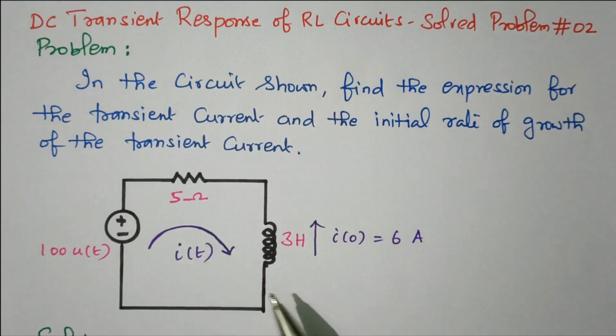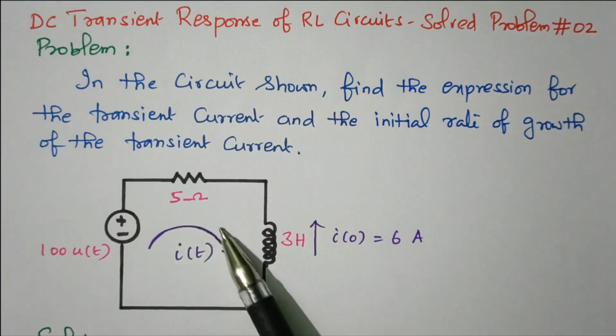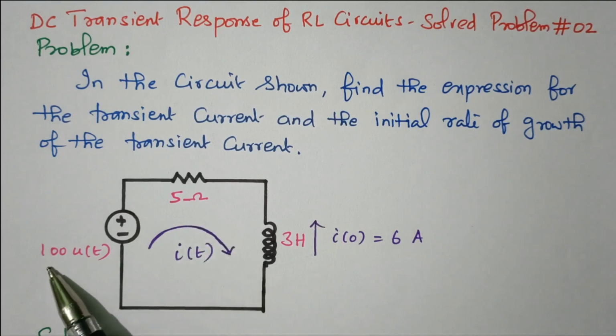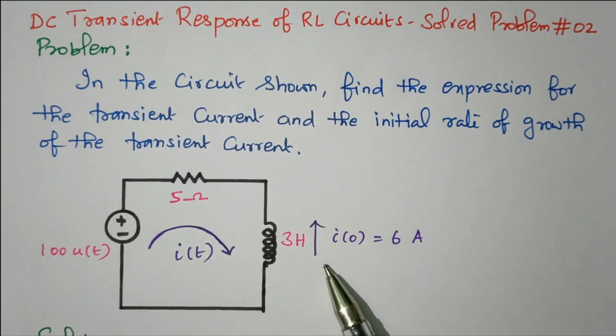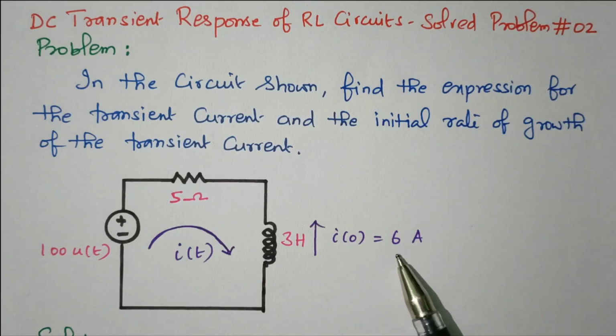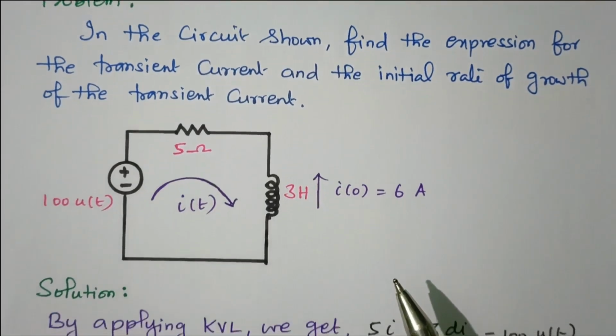R value is 5 ohm. The inductor value is 3 Henry. The transient current is flowing here. The applied voltage is 100. The initial current I naught is 6 amperes. So we need to find the transient current and the initial rate of change of the current.